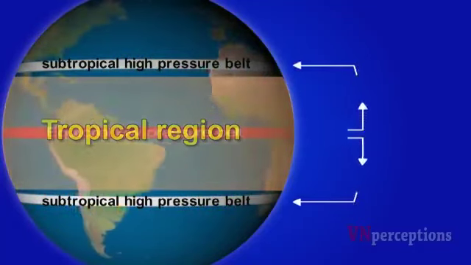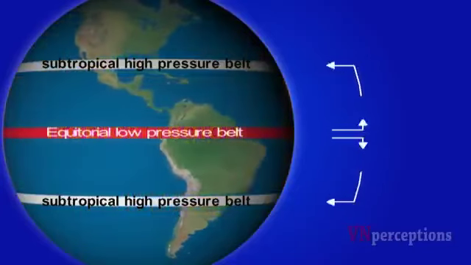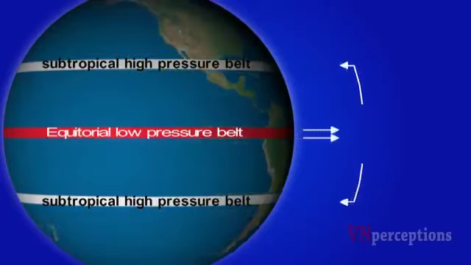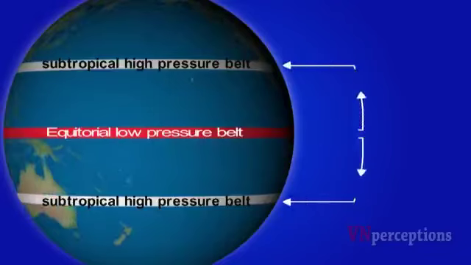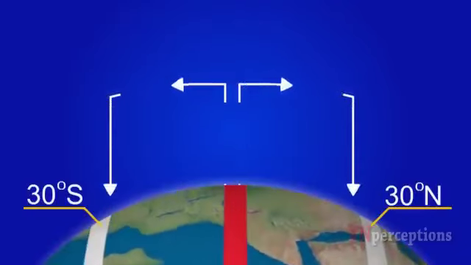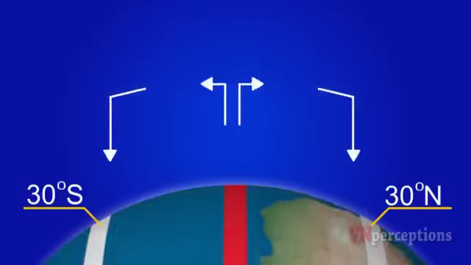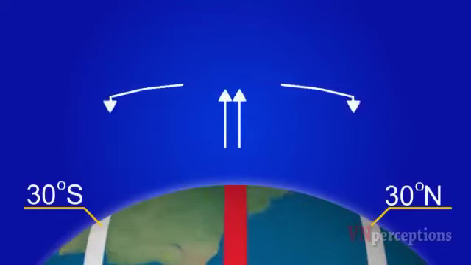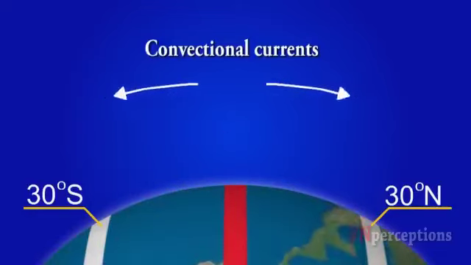The sinking air now moves towards north and south. So, along the equator, the warm air rises, spreads out, cools and sinks down. In this way, it develops convectional currents.